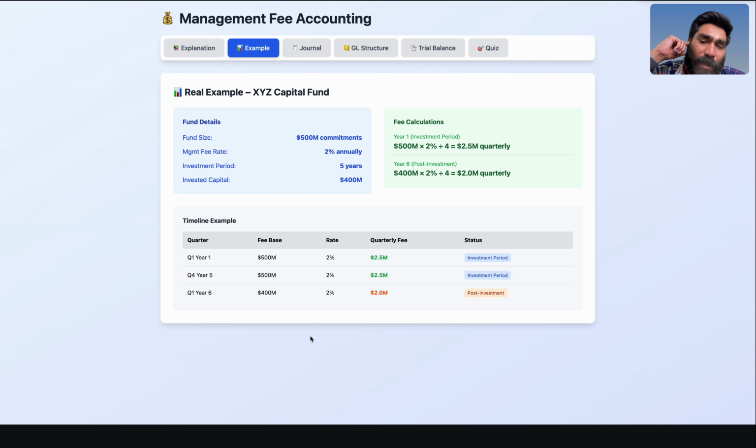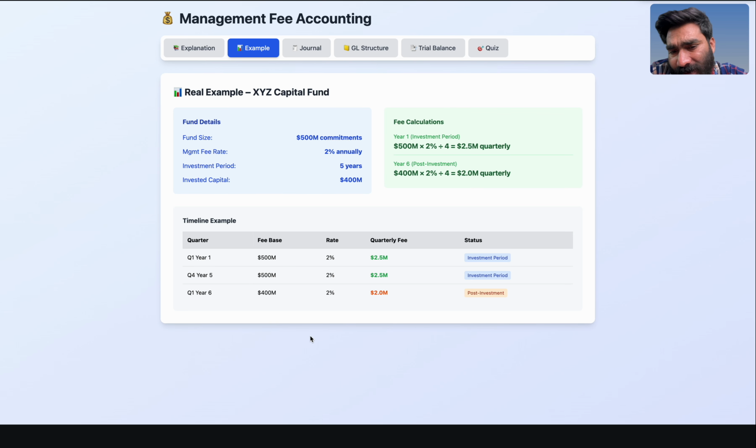All right. So look at the example. Let's say fund size is 500 million for XYZ capital fund. Management fee rate is 2% annually, the investment period was decided as 5 years, and invested capital was 400 million. So for the first investment period, you can calculate fees on the basis of 500 million into 2%, divided by 4, 2.5 million quarterly. And after 6 years, look at this, the fees would be 400 million into 2% divided by 4, like 2 million quarterly. So this is how we calculate management fees.